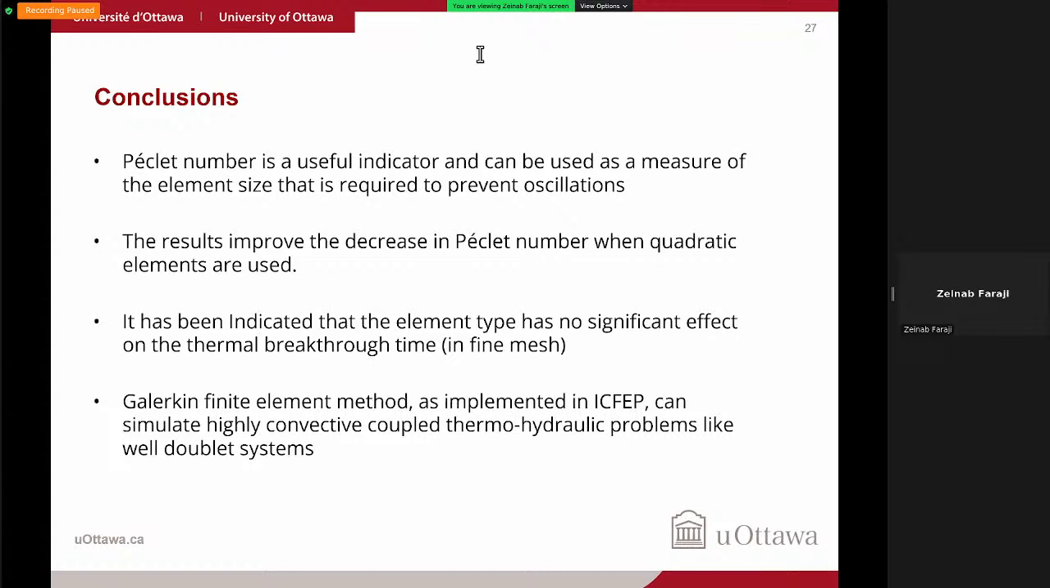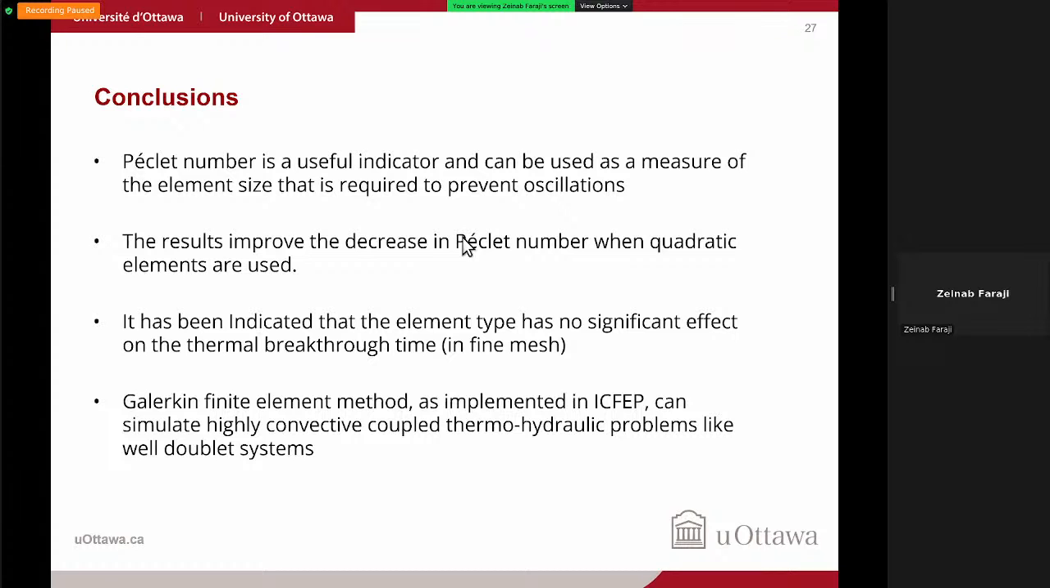The key conclusion of simulating highly convective heat transfer with the Galerkin finite element method is that the Peclet number is a useful indicator. It can be used as a measure of the element size required to prevent oscillation. The results improved with a decrease in Peclet number when quadratic elements are used, and it was indicated that the element type has no significant effect on the thermal breakthrough, especially in a fine mesh.